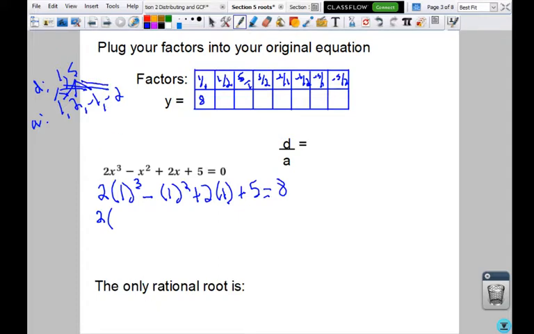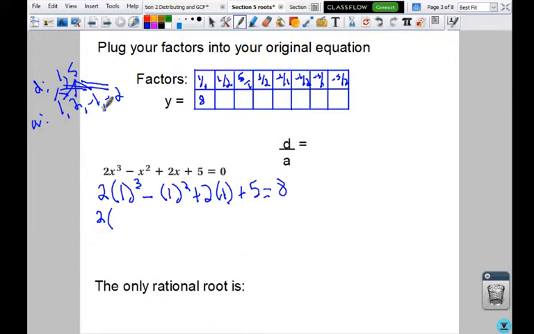Wait, where did you get the 1 from if your first number is 2? What are the factors of 2? 2 and 1. What times 1 is 2? 2 times 1 is 2. Yeah, so those are my factors. That makes sense? Great. We'll keep practicing.